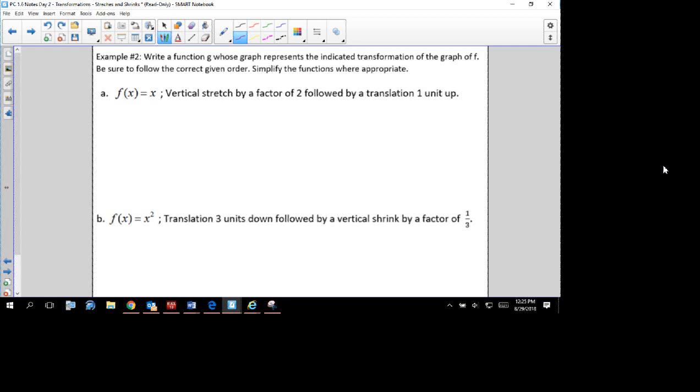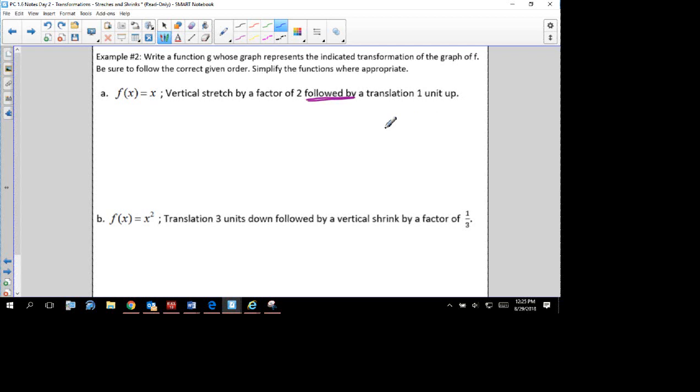I'm going to stay as organized as I can so that you could use this method for any equation. Right now these equations are pretty easy, but they will get harder, so that's why I want to give you this method that helps stay organized. So if we're going to take f of x equals x, we're going to do a vertical stretch factor of 2 followed by a translation 1 unit up. When I see the words followed by, that separates the first step from the second step.